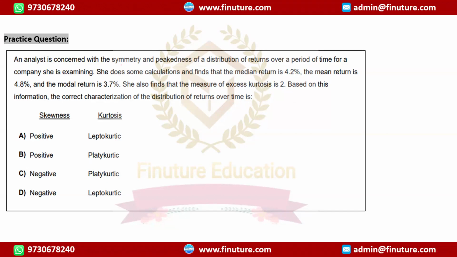An analyst is concerned with the symmetry and peakedness of the distribution of returns over a period of time for a company. So there is one analyst examining this symmetry and peakedness. She does some calculation and finds the median return is 4.2%. So now you are given the median as 4.2%, the mean as 4.8%, and the mode as 3.7%.